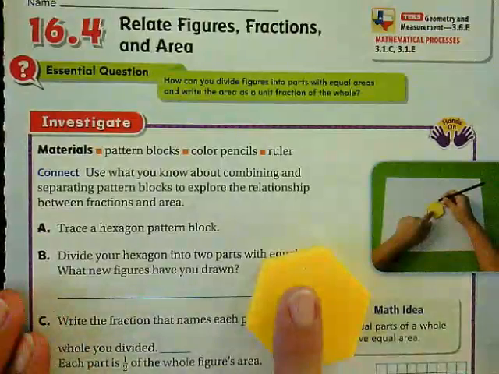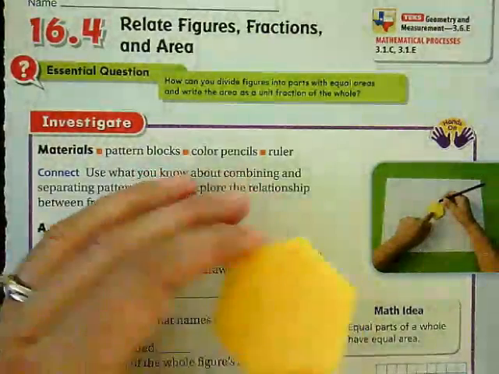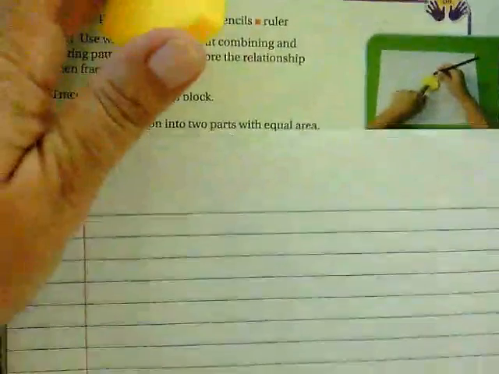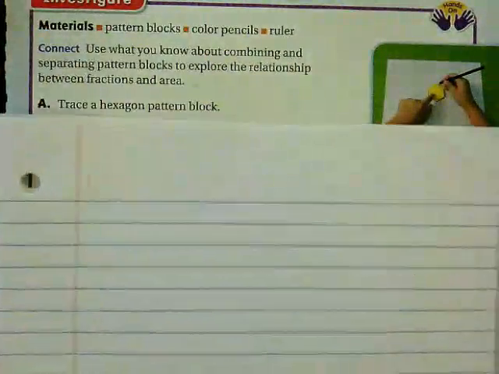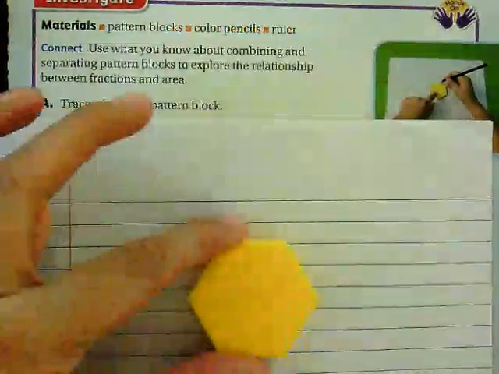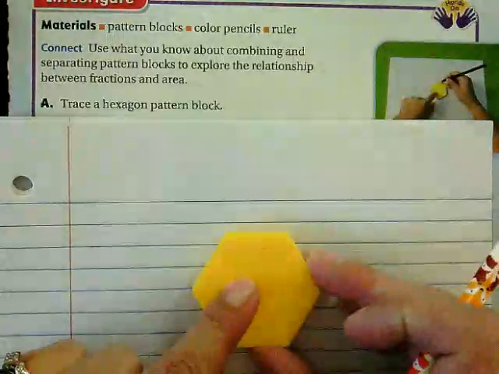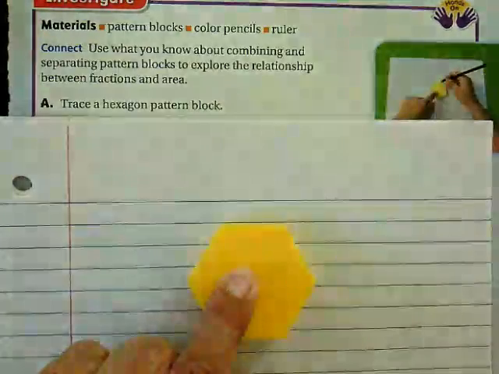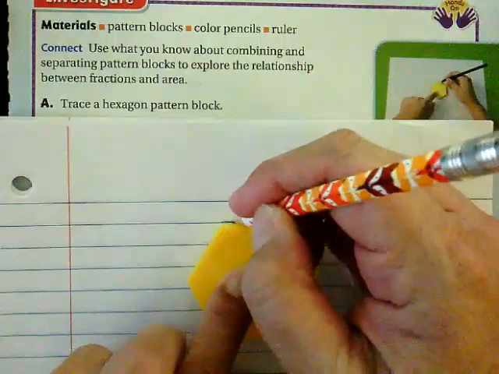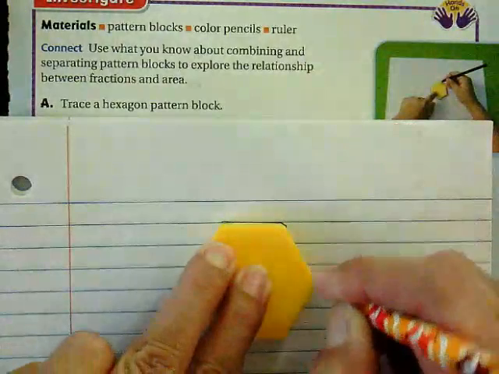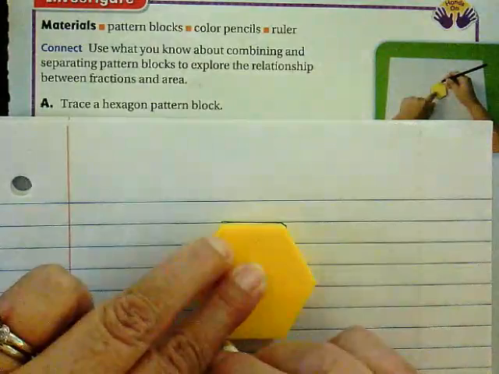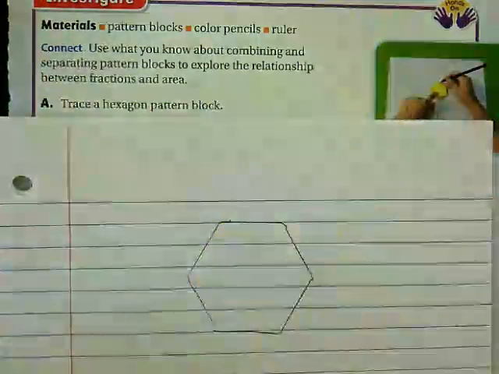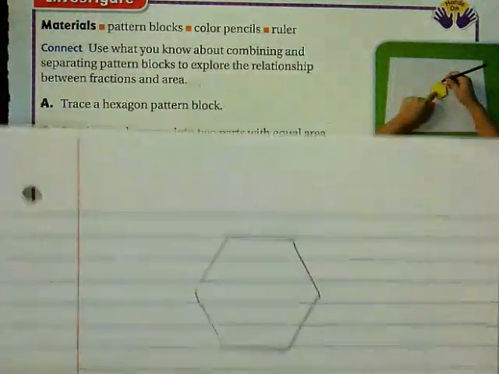So we're going to start by tracing a hexagon pattern. If you would like to do this in your journal, you are more than welcome to do so. Try and get it as close as possible to being even. So I have a hexagon pattern. I am going to make sure it's on a line up here at the top. And then I am going to trace it because that's what it said to do. So I am tracing my hexagon pattern. So when I have it, pull it off, hey, I have a hexagon.